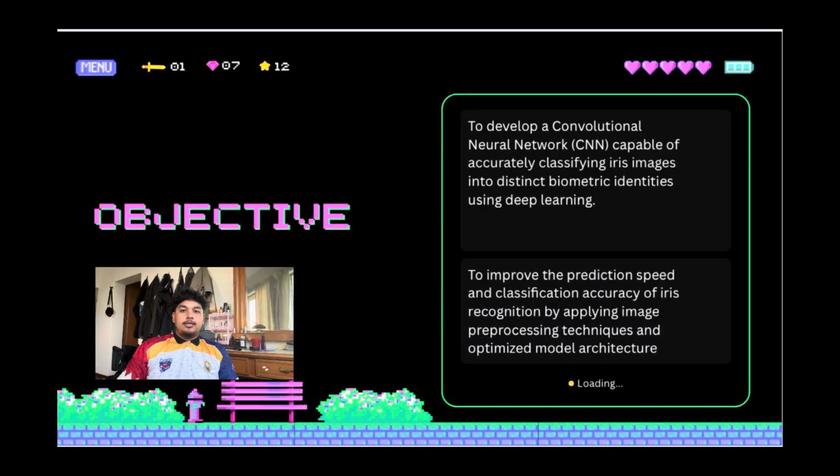For the next slide, we go to the objectives. The main objectives of this project were twofold. First, to improve both prediction speed and classification accuracy by applying appropriate preprocessing and optimizing the CNN model. Second, to build a CNN that reliably classifies every image into discrete identities, making it a viable tool for biometric security.